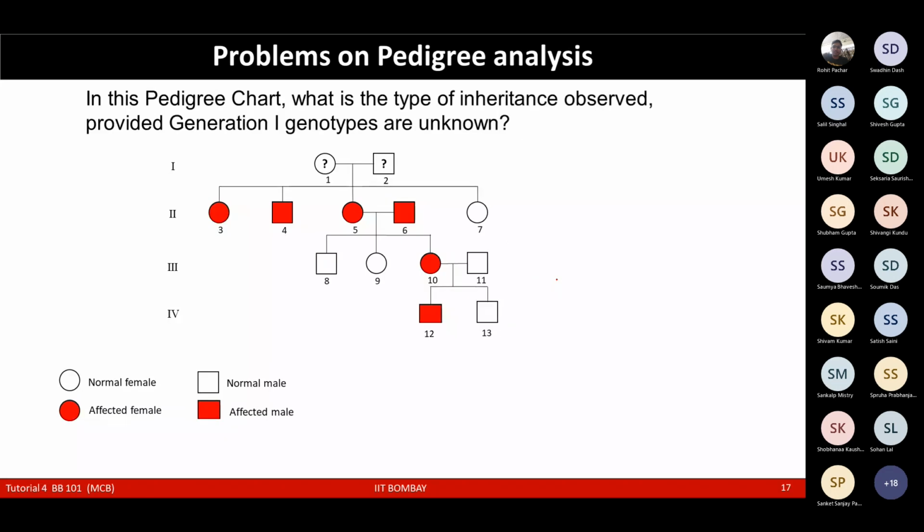Okay, answer this question. In this pedigree chart, what is the type of inheritance observed, provided generation 1 genotypes are unknown? Anybody? It's a dominant trait. Which kind of dominance? Autosomal. Yeah, it's autosomal dominance because the mutation is observed in all the generations.